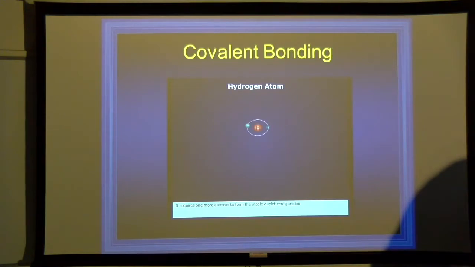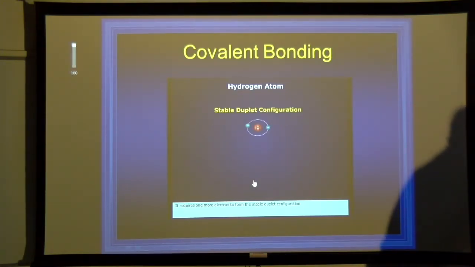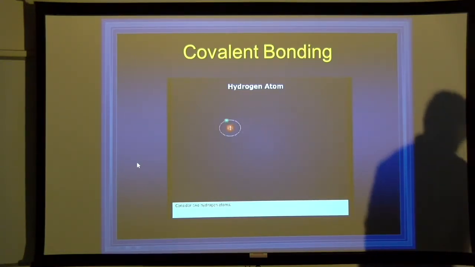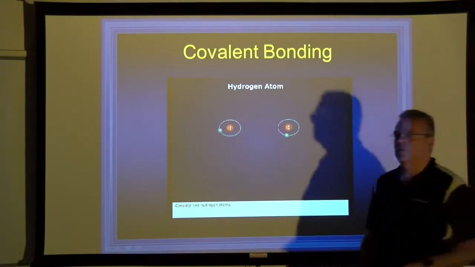Okay, so this is a movie. I'm going to start over again. Stable duplet configuration. This is a great movie clip that Learning America gave us. Let me try that again. Consider 2 hydrogen atoms. Here we go.